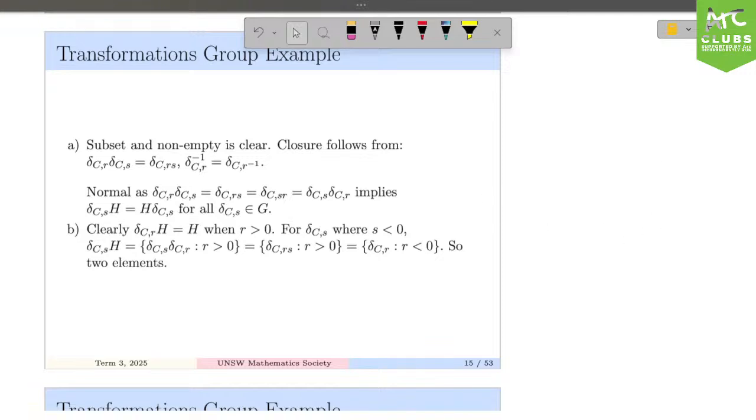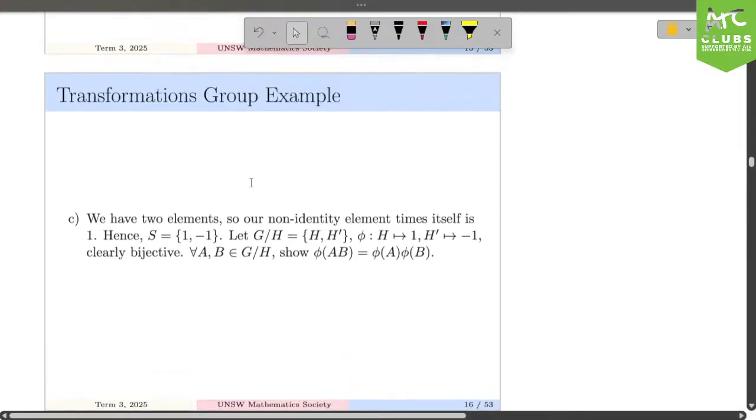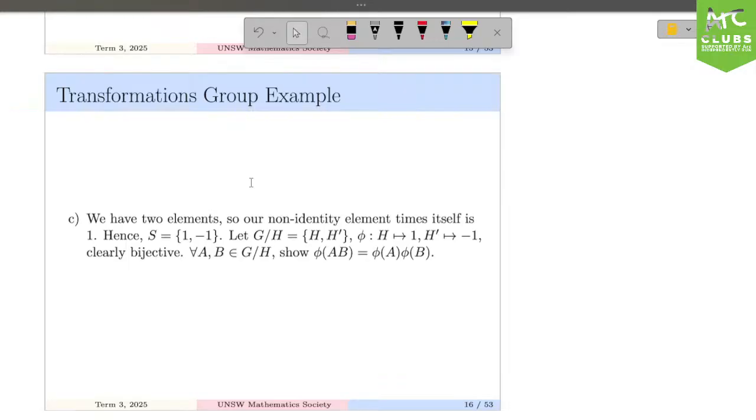So there's two elements. Next, since we have two elements, our non-identity element times itself is 1. So we can consider that S is equal to {1, -1}, where we have a bijection phi which maps H to 1 and H prime to -1. Now, for every a and b in G/H, it's pretty straightforward to show phi of ab is equal to phi of a times phi of b.